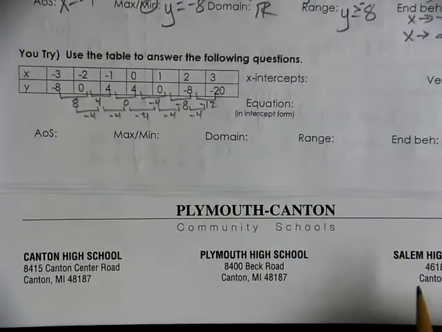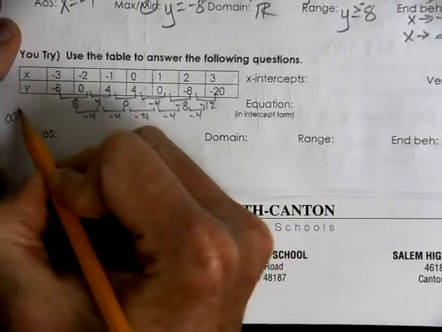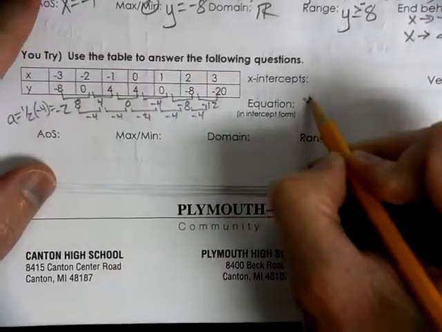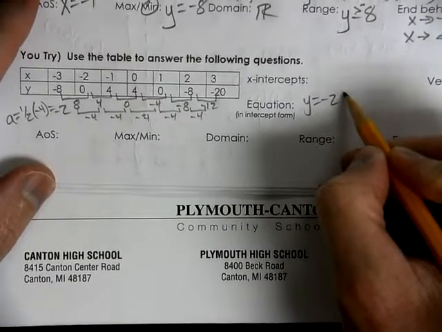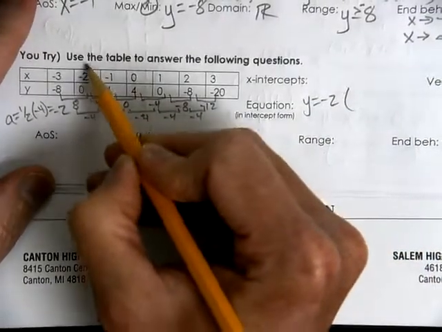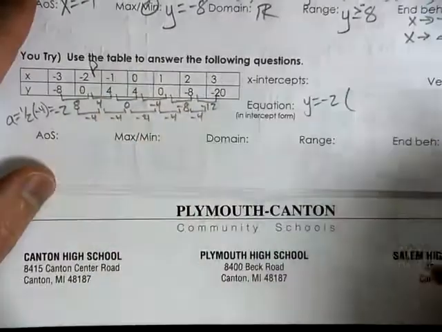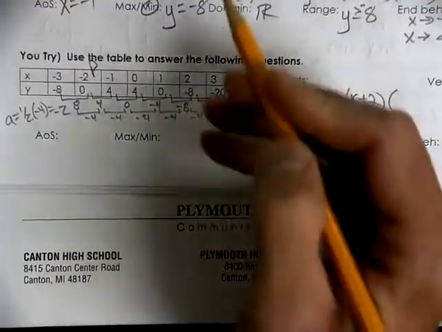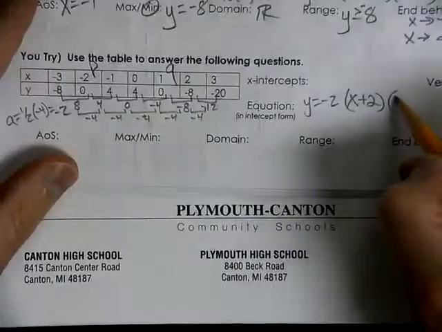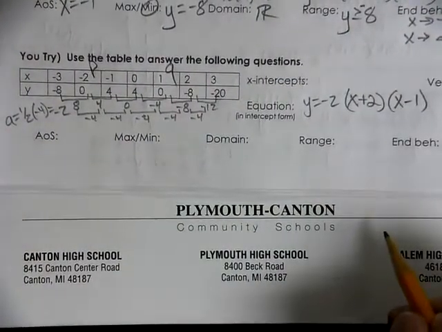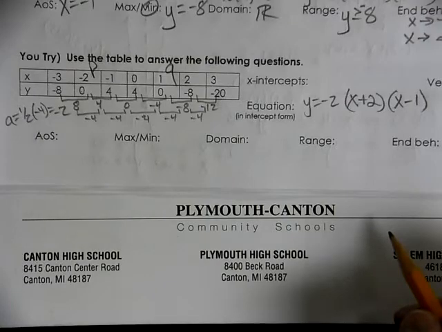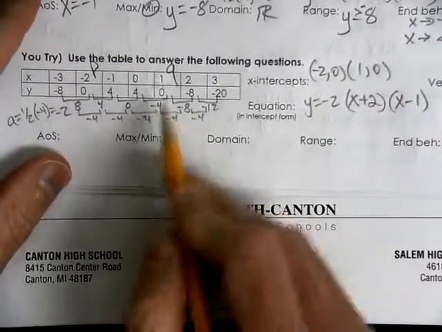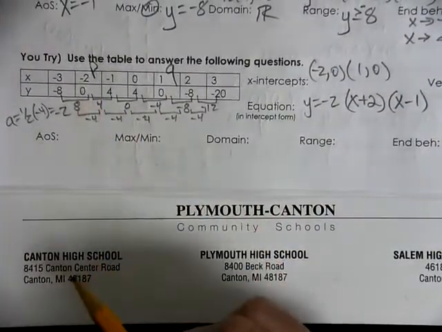So we have our second common difference of negative 4. So we know the a value is going to be half of negative 4, which is negative 2. We know the p value is going to be negative 2, so it's going to be x plus 2. The q value is going to be 1, so it's going to be x minus 1. We know our X-intercepts are at (-2, 0) and (1, 0). That's part of our table.